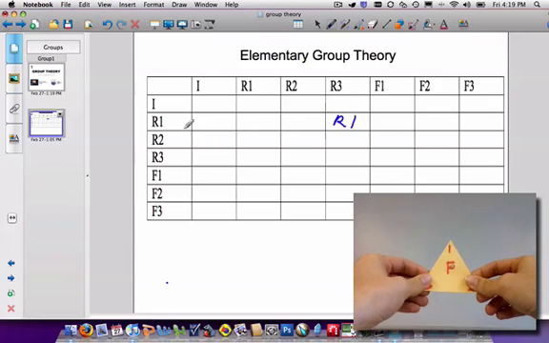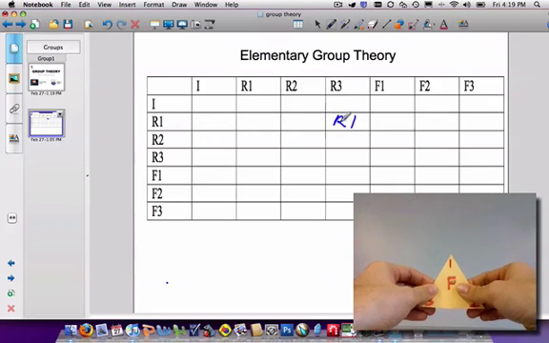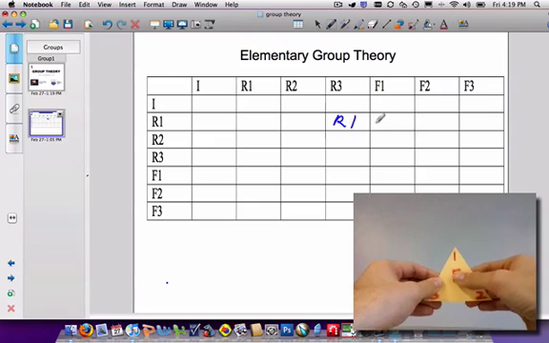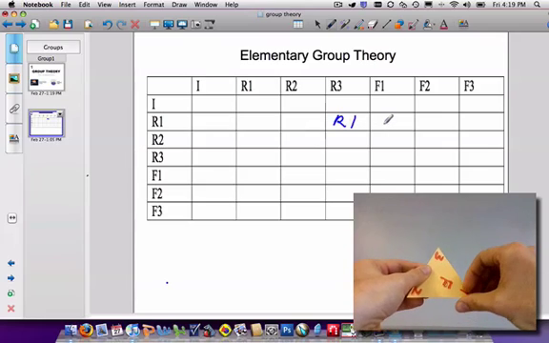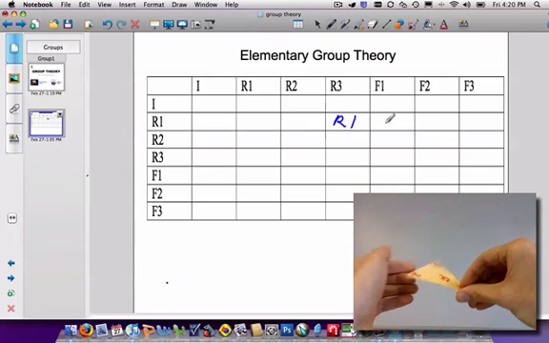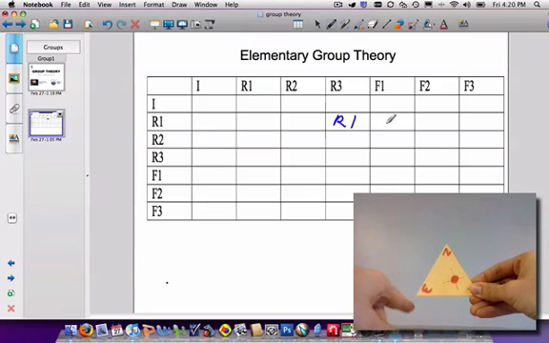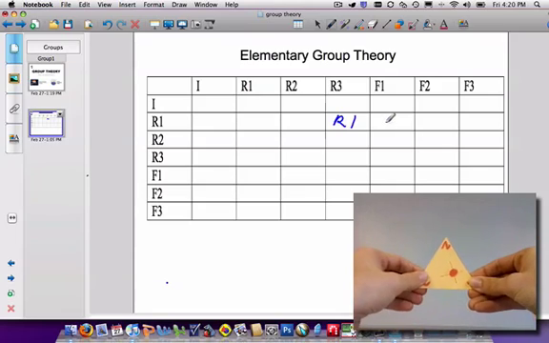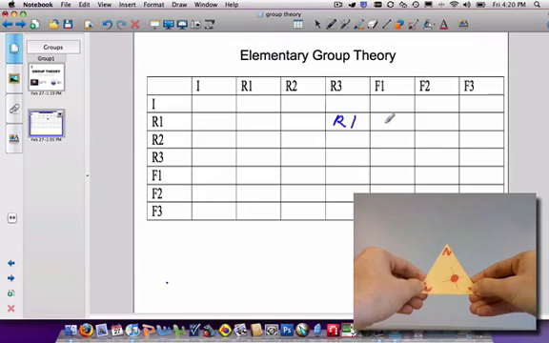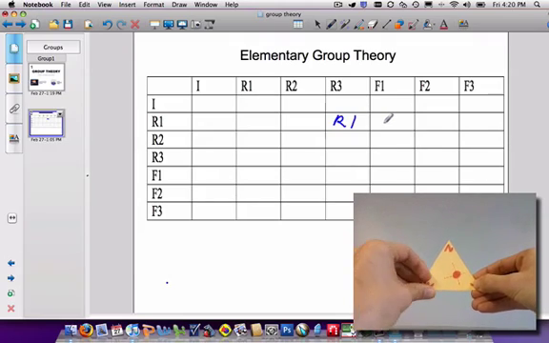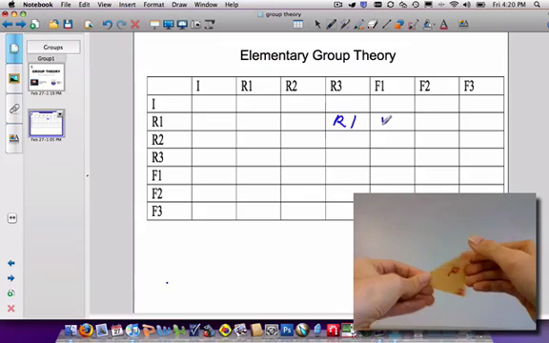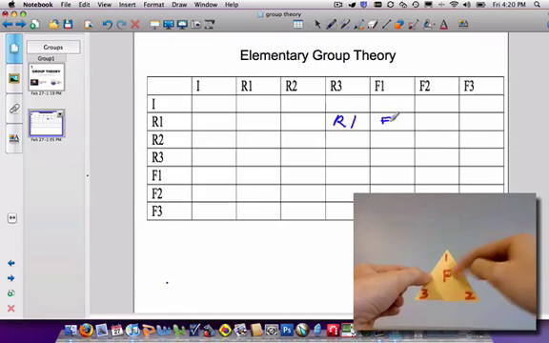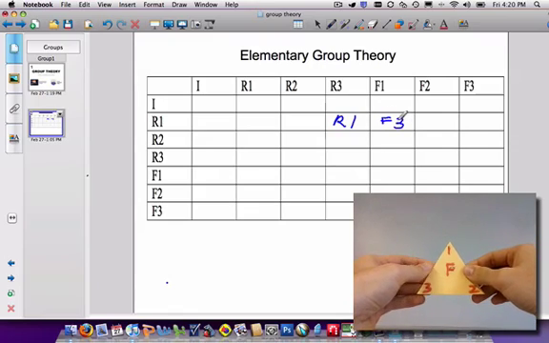Okay, so let's do R1 meets F1. So R1, rotate it once, and an F1. Grab the 1 and flip it. Keep in mind that this is still parallel to the table. Now, what is this equivalent to? Well, this is equivalent to just doing an F3. You see, if I do F3, I'm back at the start. 1, 2, 3.